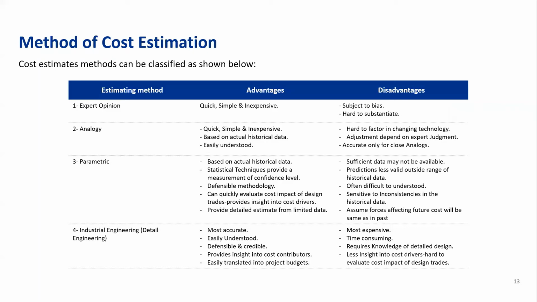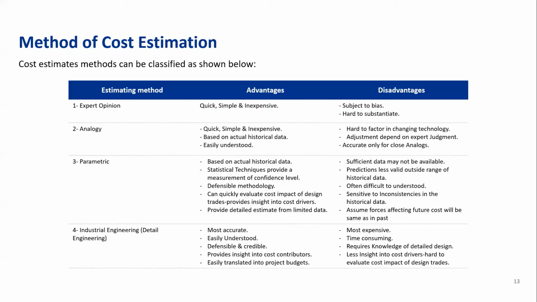Method of cost estimating. We have 4 methods in order to derive a cost for anything, for a project or a product. The first one is called the expert opinion. This one is applicable when there is no data available for the project. For example, in the absence of the basis or the design, we can use the expert opinion. It's his sense of how much it's going to cost. This is quick, simple, and inexpensive.